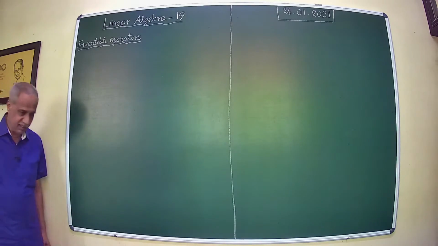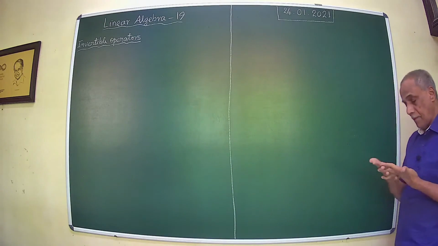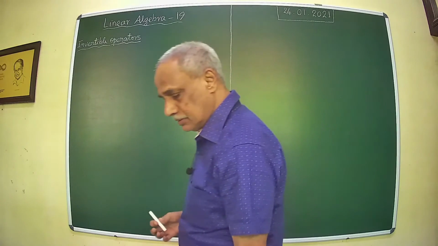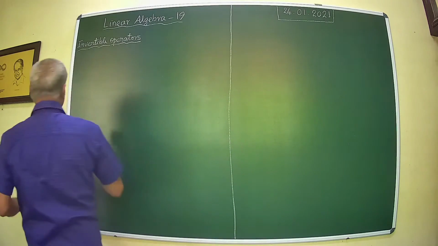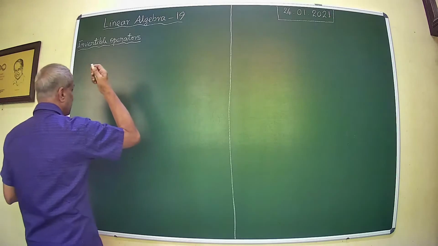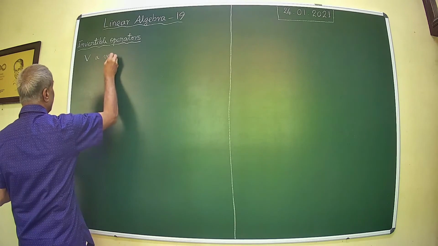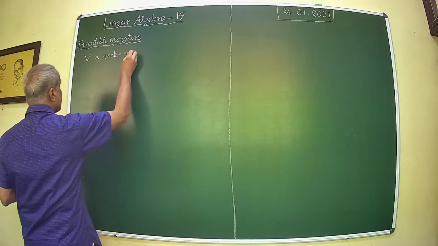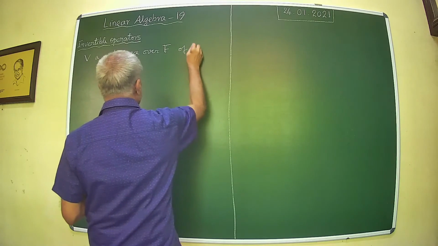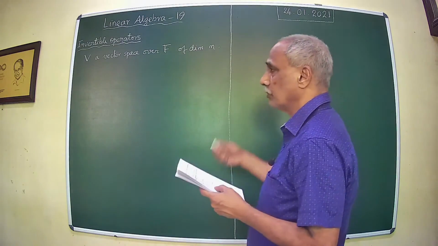Today we take up the discussion of the so-called invertible operators. Now last time we proved the following result. Of course, we generally agree to work on finite dimensional vector spaces. So V is assumed to be a vector space over a field F of finite dimension. This is one assumption. Generally, we work with finite dimensional vector spaces.